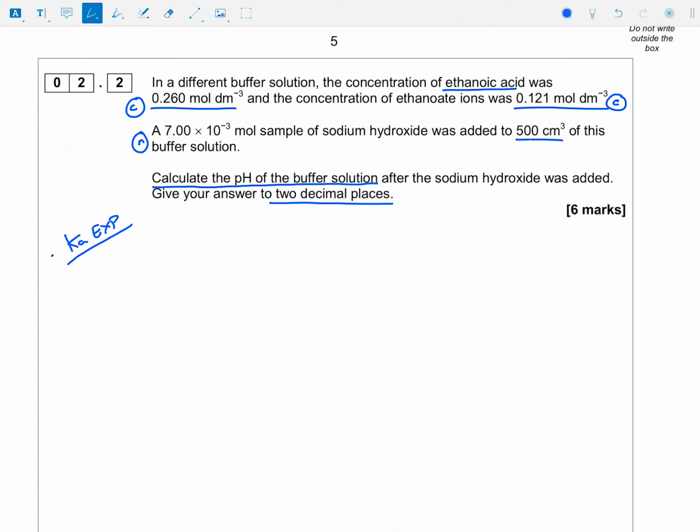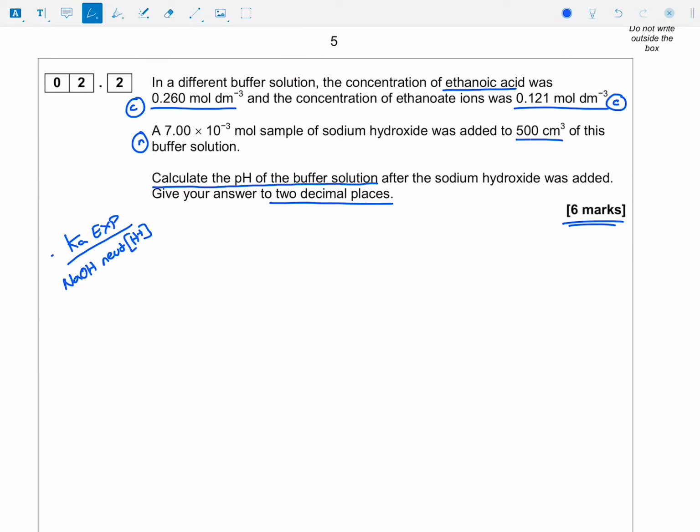expression, isn't it? Okay, so we look at our Ka expression, but the thing is, we've got a new concentration of hydrogen ions, haven't we? Because the sodium hydroxide basically neutralizes H plus ions. So what's going to happen? What's going to change there? And for 6 marks, we've got a bit of donkey work to do here.